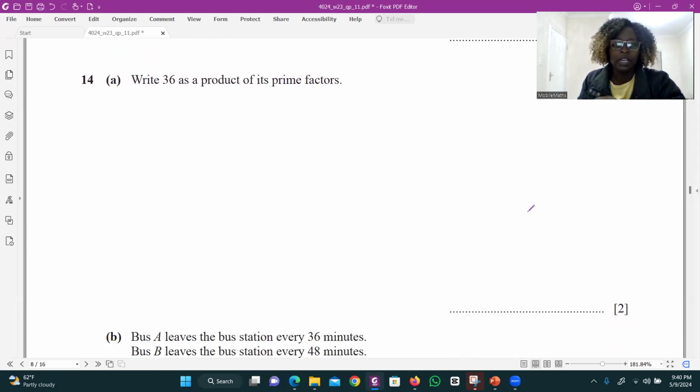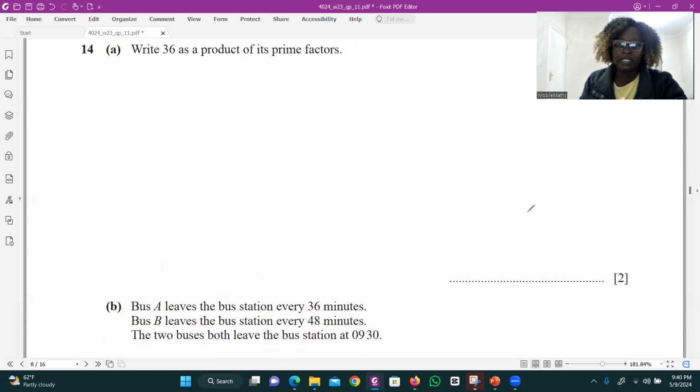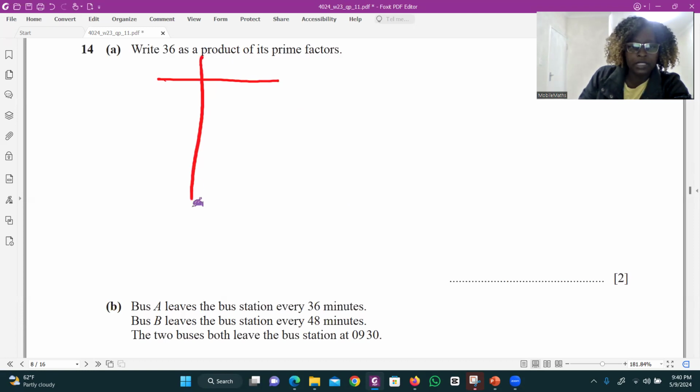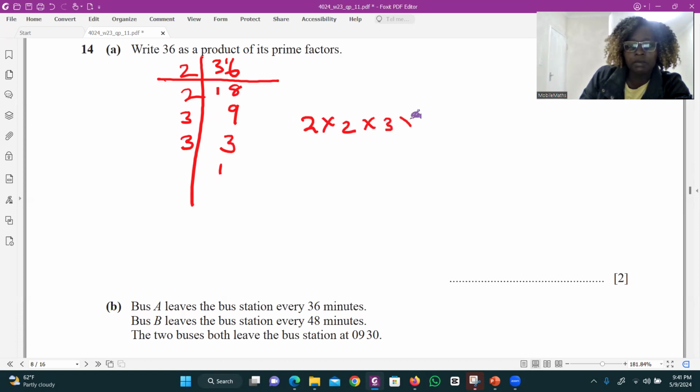Number 14, write 36 as a product of its prime factors. So I can do my division. I've got my 36. So I can say 2 into 36, that's 18. 2 into 18, that's a 9. Then 3 into 9, that's a 3. 3 into 3, that's a 1. So I have my products are 2 times 2 times 3 times 3.